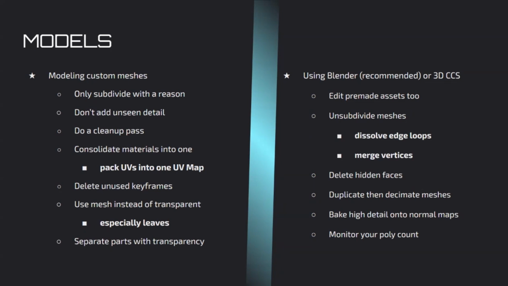And if you are just using Blender, I highly recommend that you edit pre-made assets too. So if you went and bought a cool mesh off of the asset store, navigate through your file explorer to that FBX, or whatever file format it is, import it into Blender and edit it if you can, if you have the skills. So the edits I recommend are unsubdividing meshes. There are so many assets that have a ton of unneeded edge loops.